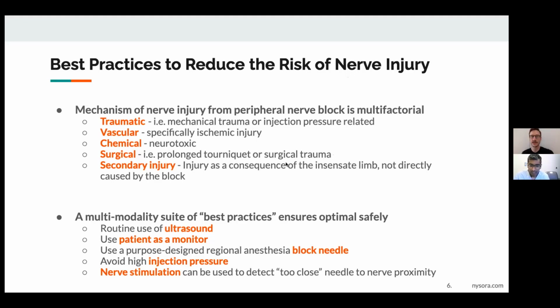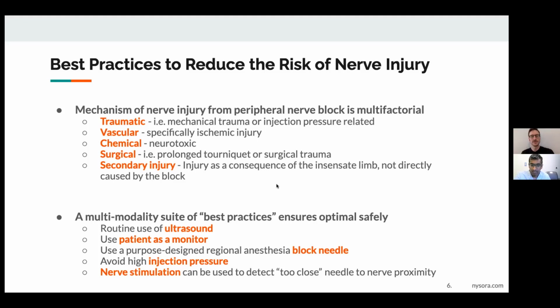It could be a secondary injury. So this is something that happens as a consequence of the block we've done, but it's not directly related to the block. So here I'm thinking of, perhaps we do a lower extremity block and somebody has a numb foot and they go home after surgery and they just allow that foot to dangle down off a chair for many hours, and they get excessive edema and swelling, and their cast becomes too tight and they get an injury because of that. So the block contributed to what happened, but it didn't necessarily cause the injury. So that's a secondary injury.